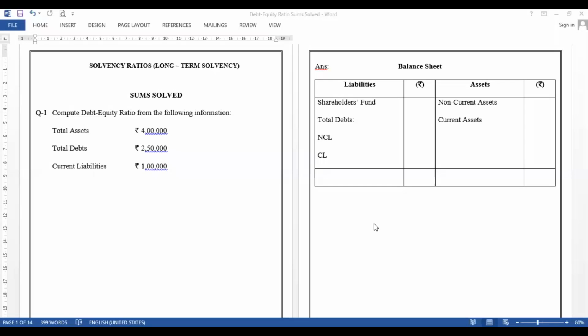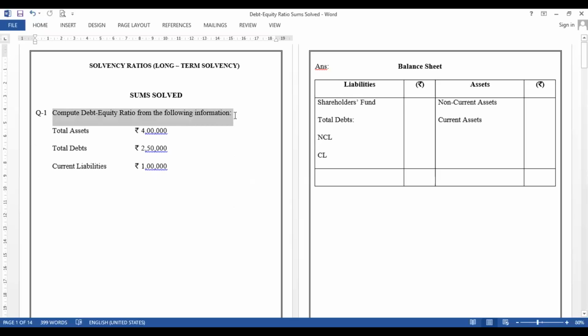We already have gone through the formulas for solvency ratios. Now let us start solving the sums based on the long-term solvency ratios. Question number 1: compute the debt equity ratio from the following information.